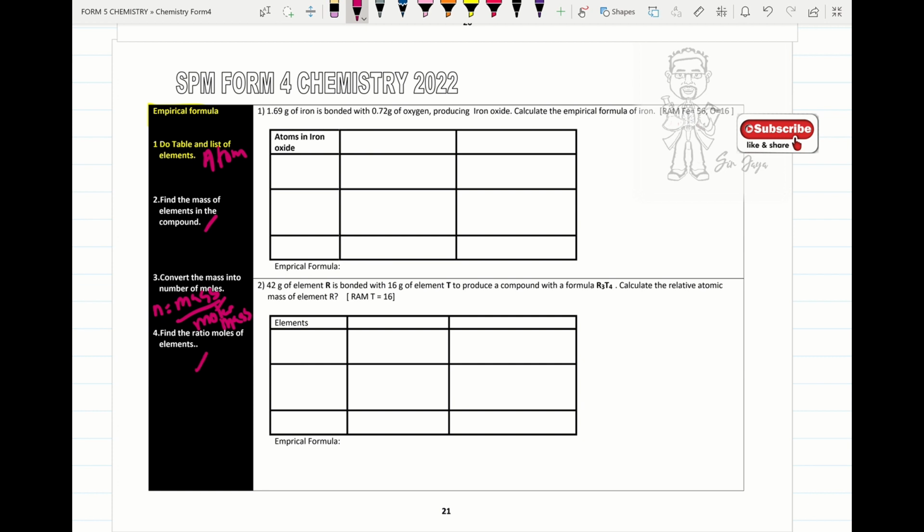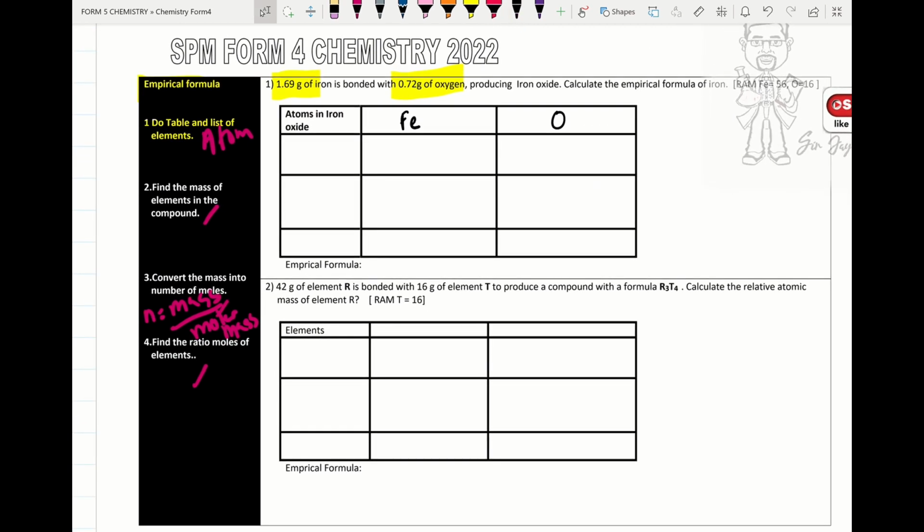We try to do two questions here. So the first question: 1.6 gram of iron. So I put the iron symbol Fe, is bonded with 0.72 gram of oxygen. So please don't put O2, please put the oxygen atom. Alright, so we try to find out how to find the empirical formula. So first step, I make the table, I find the mass, I put it in the table. So this is 1.69 gram. Alright, so next one, the mass of oxygen is 0.72 gram.